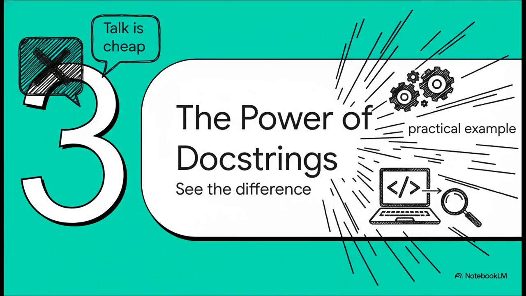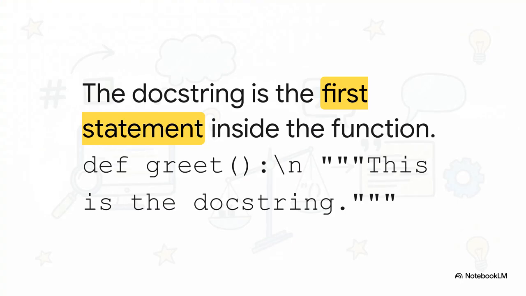But hey, talk is cheap. Let's stop talking about it and actually see the incredible power of docstrings with a real hands-on example. This is where it gets really cool. All right, take a look at this. We've got a simple function called greet. Now notice the very first thing inside that function is a string wrapped in triple quotes. That's our docstring. Its placement is everything.